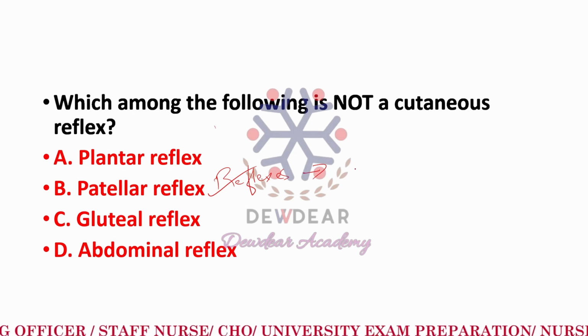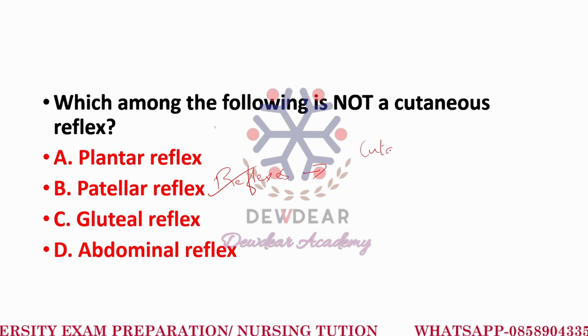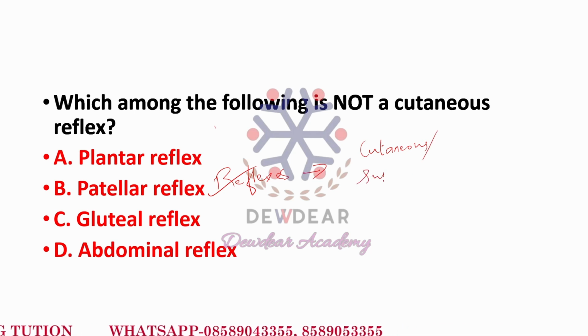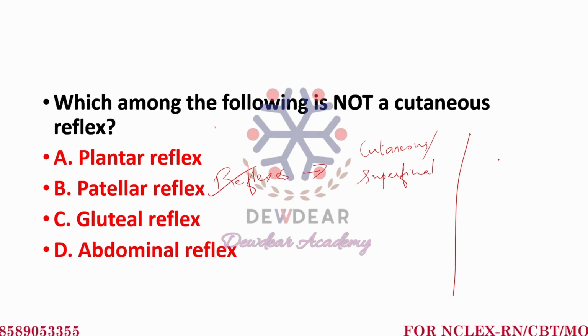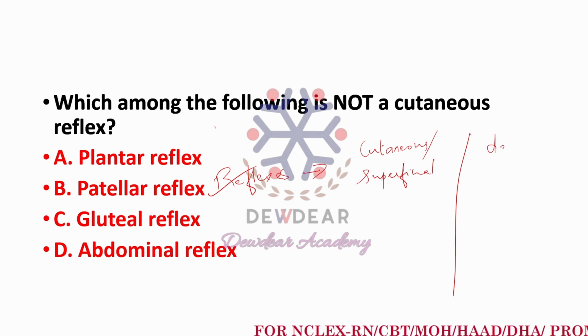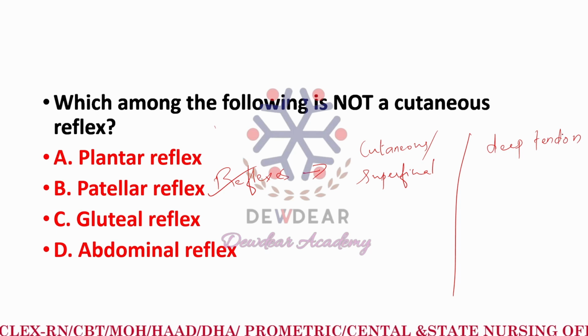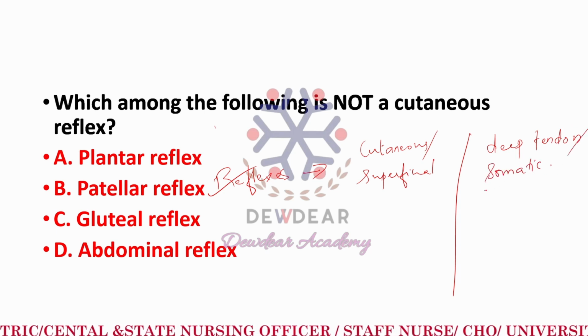So there are mainly two types of reflexes. One is cutaneous reflexes, or superficial reflexes. And the second one is deep tendon reflexes, or somatic reflexes. So these are the different types of reflexes.